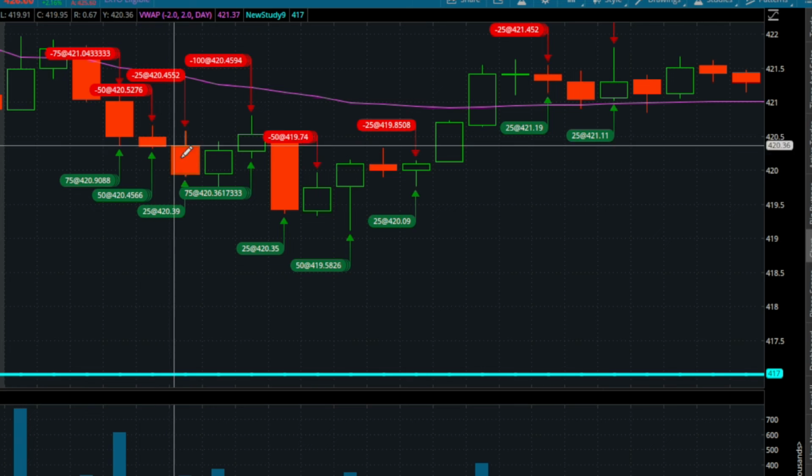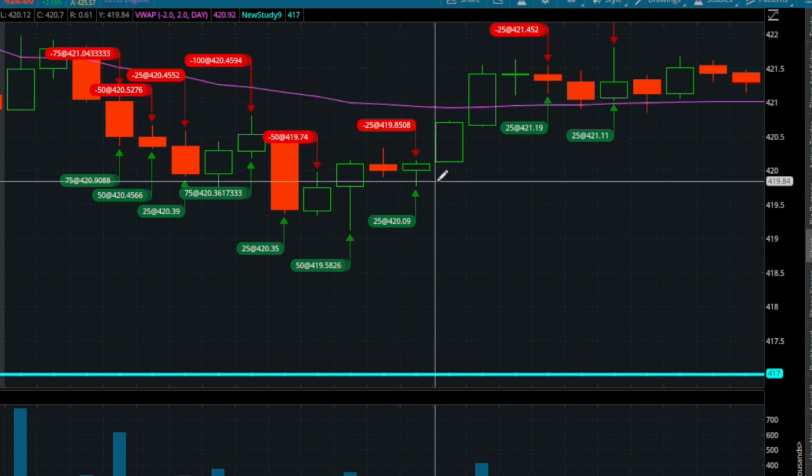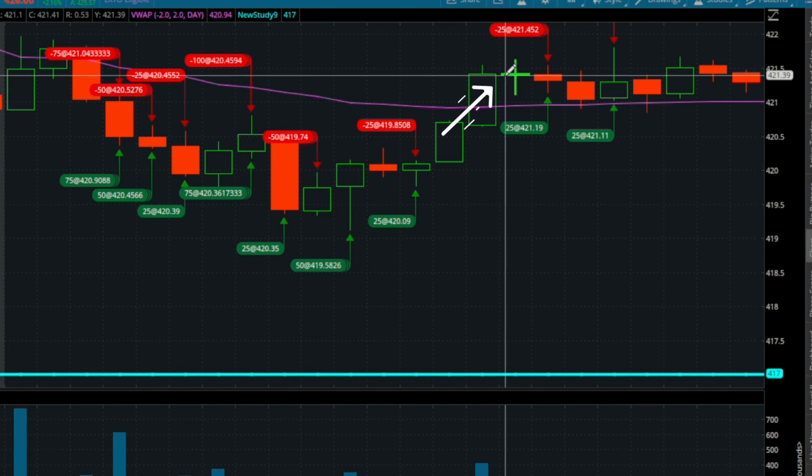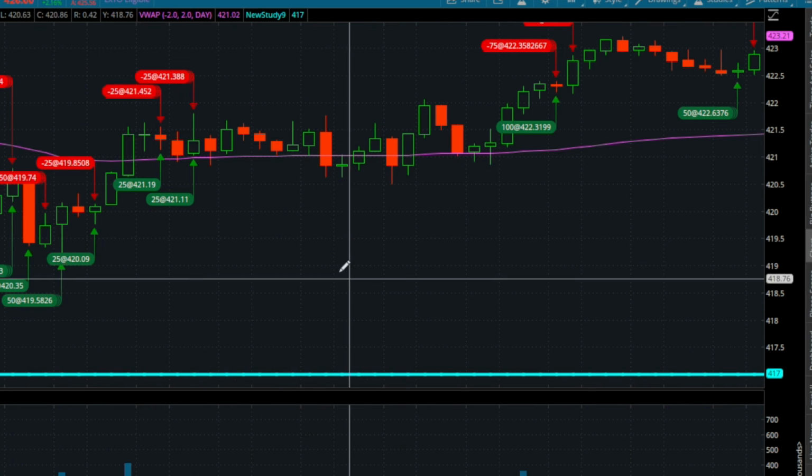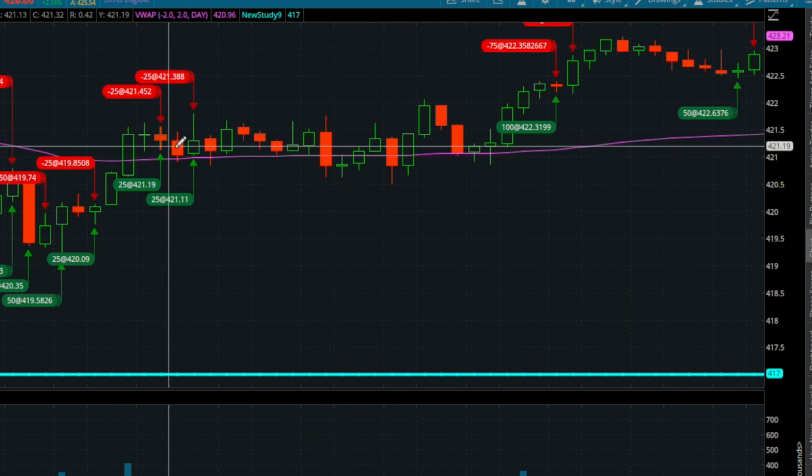And so you can see here, we attack the trend, attack the trend, attack the trend, and then once the trend breaks here, we start attacking the upward direction. So you can see the trend broke. We started attacking the upward direction.